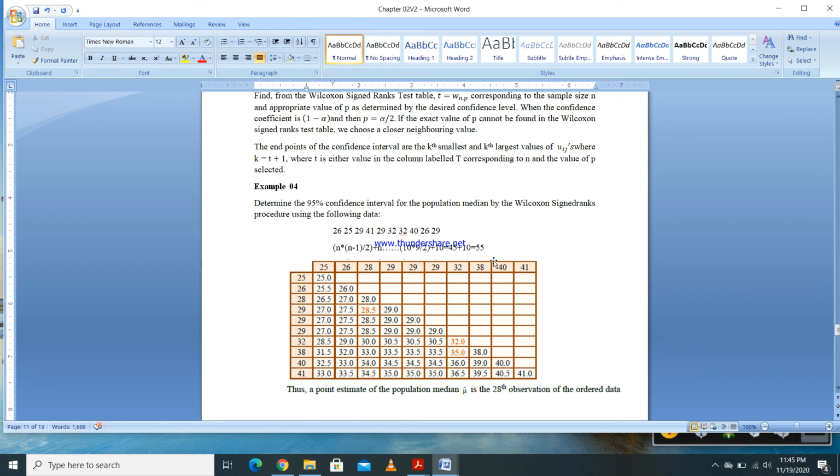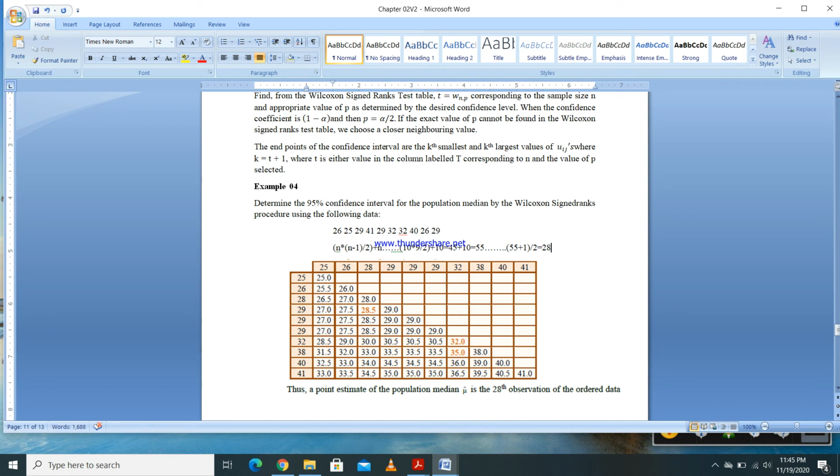Then, as for a usual raw data set, we can find the position of the median, that is (n plus 1) divided by 2. Since you have 55 mean values, 55 plus 1 divided by 2, that is 56 divided by 2, that is the 28th observation.